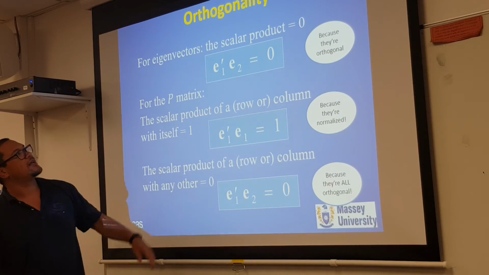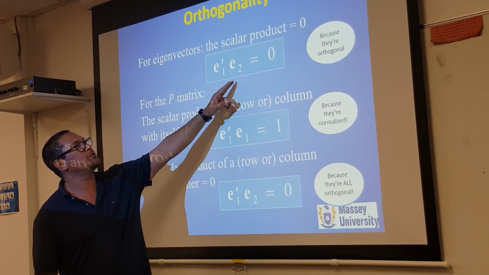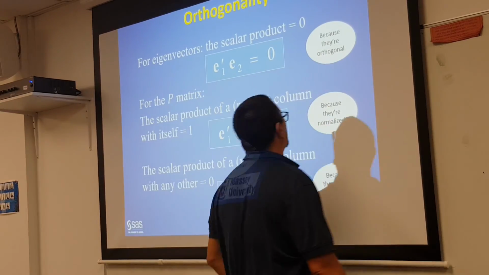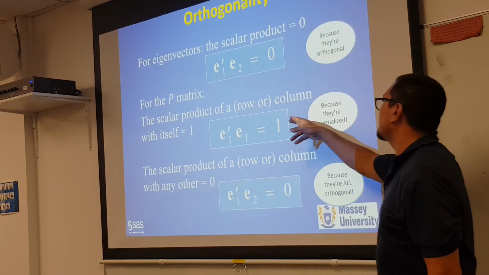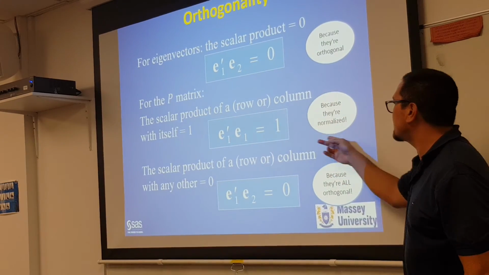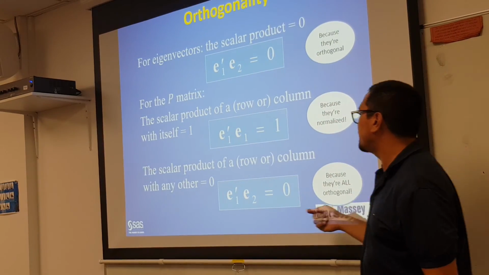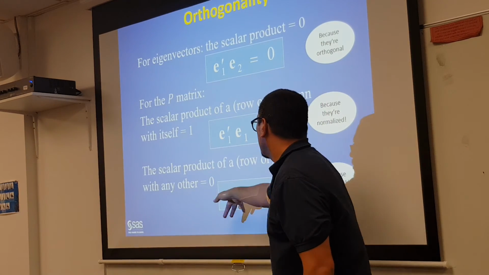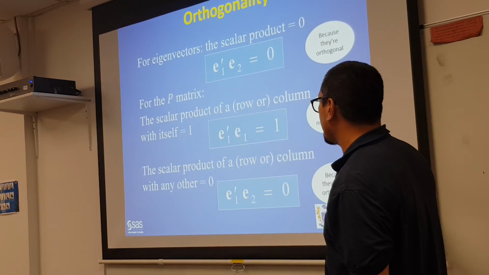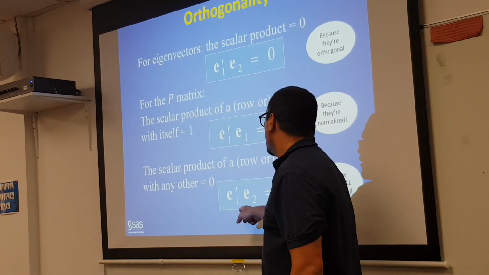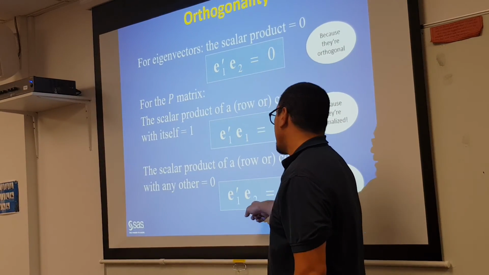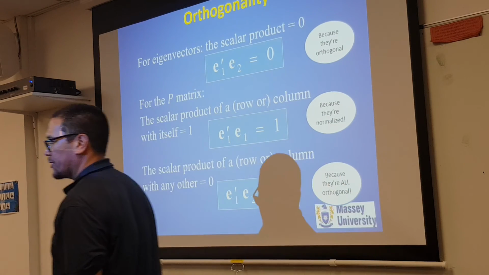So, E prime 1 times E2 is equal to 0 because they're orthogonal. We know that E prime 1 times E1 is equal to 1 because they've all been normalized. And any combination of these things on the off diagonals is going to equal 0 because they're all orthogonal to each other. So I could put down E prime 1, E3, and that would also be 0.